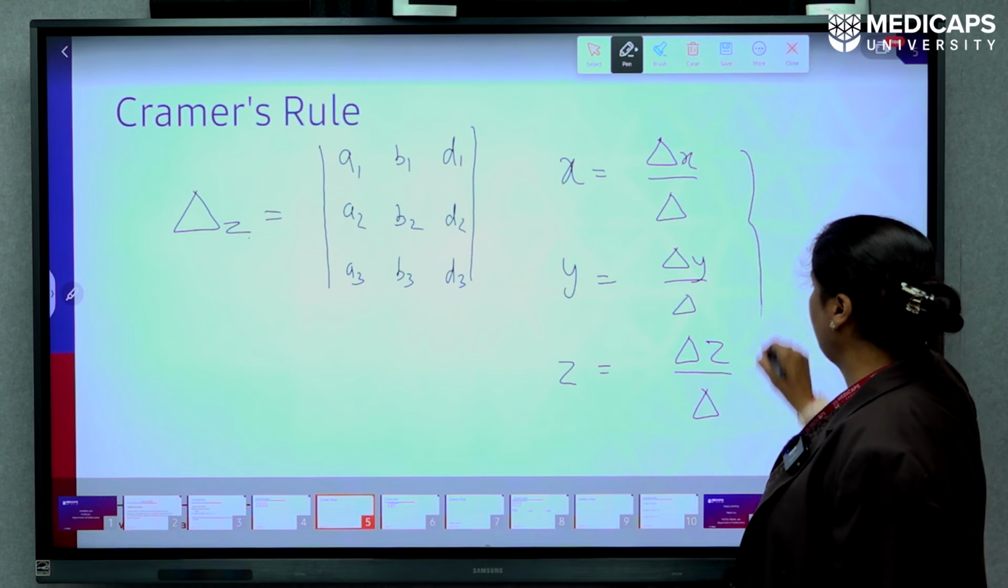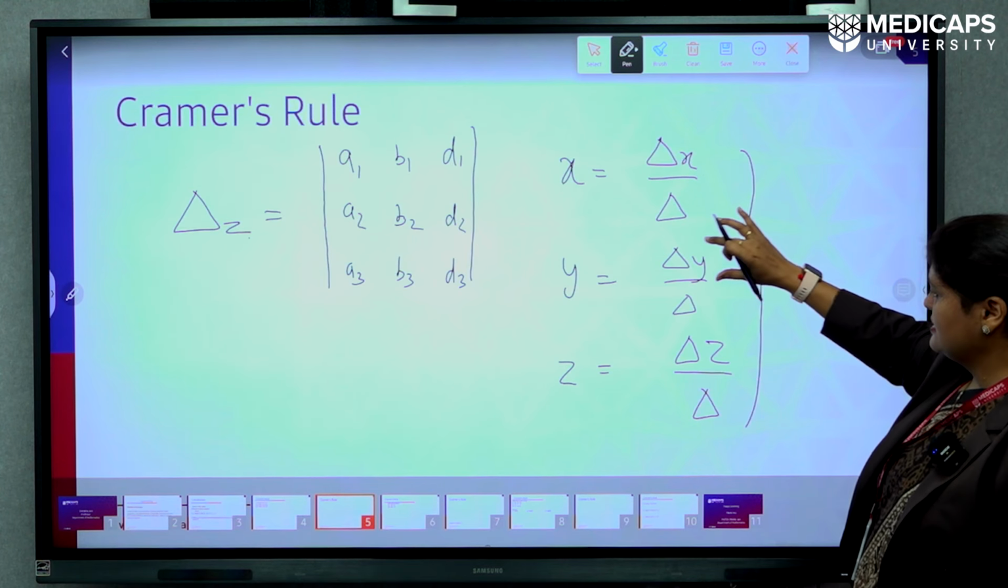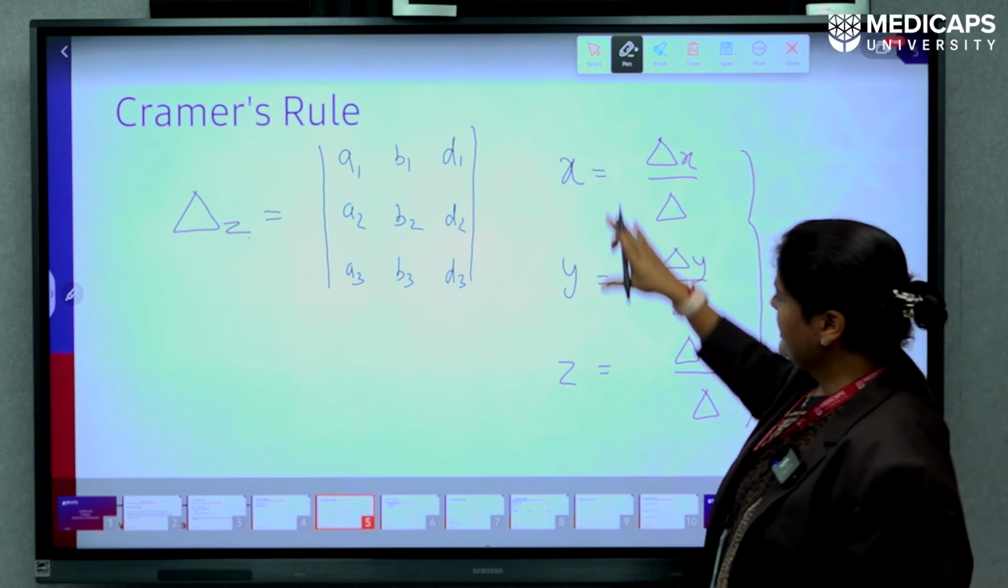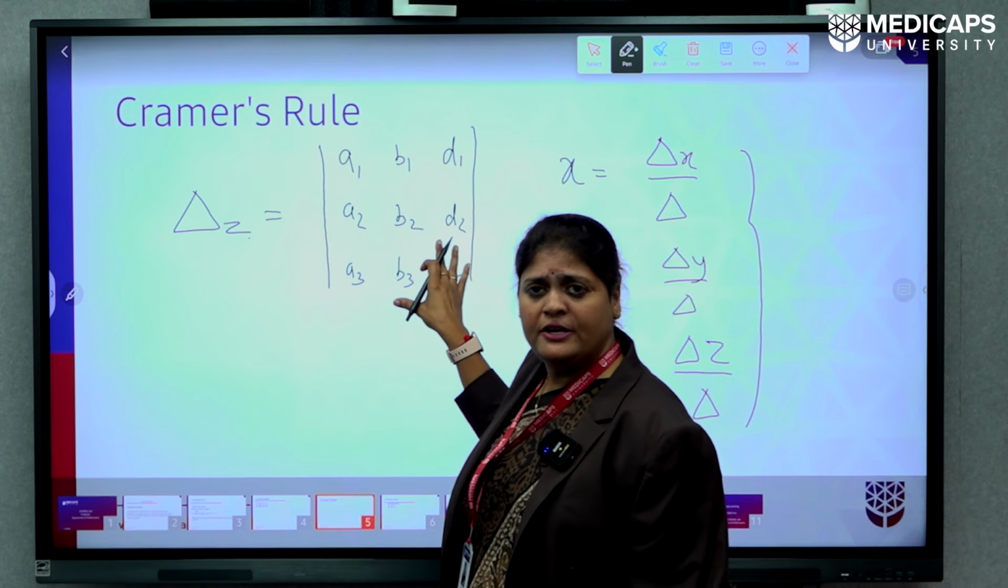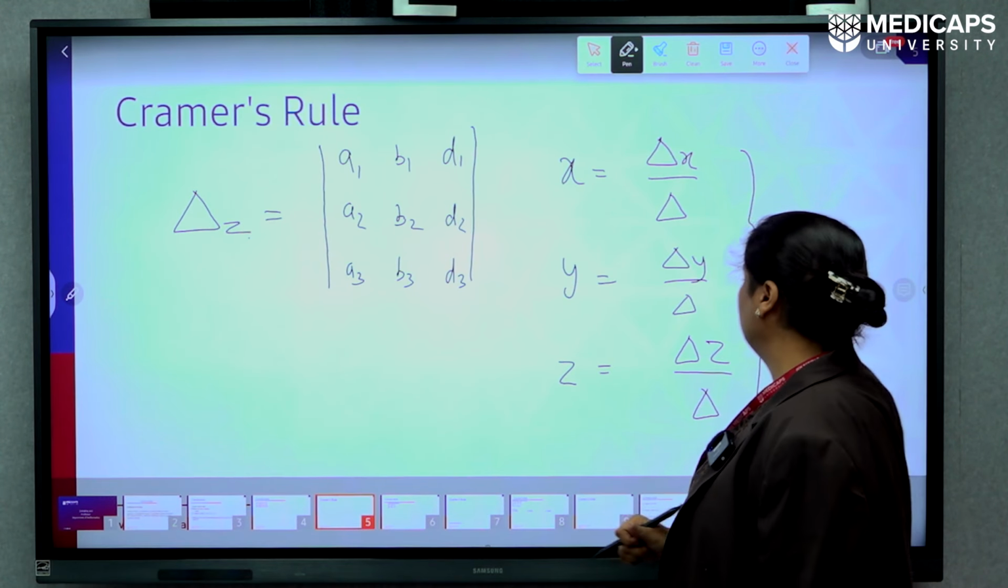So this we have to remember. What is del x, what is del y and del z, and you will get x, y and z. This will be a numeric value because this is a determinant. So let us have an example on it.